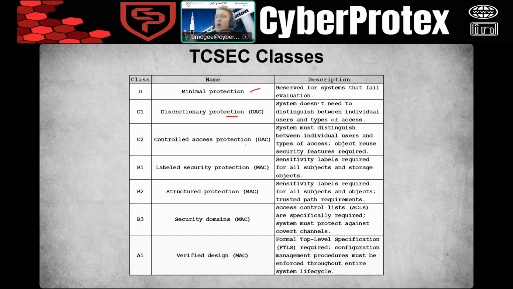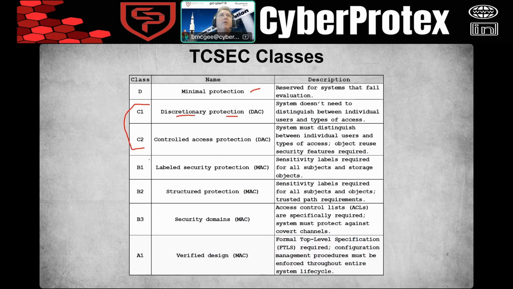So if you're a subject, which is a user, and you own an object, so let's say you create a Word file, a Word document, it's at your discretion who can have access to that. Okay, so that's the type C here.